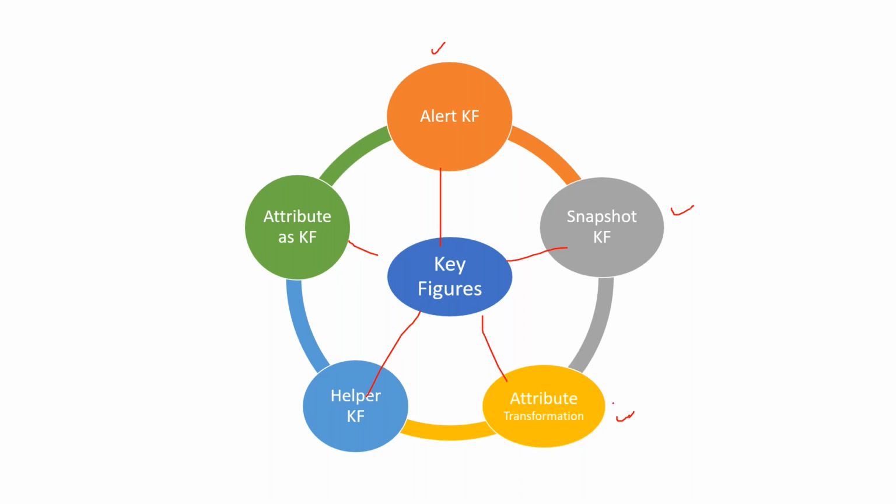The attribute transformation is also a type of key figure that we have to create, and here also we are transforming a key figure value. So again, this is not for an entire data set, or for the entire key figures that were already created in this planning area. It's not like that. It's for a specific key figure. Pick that up and then transform the values of it.